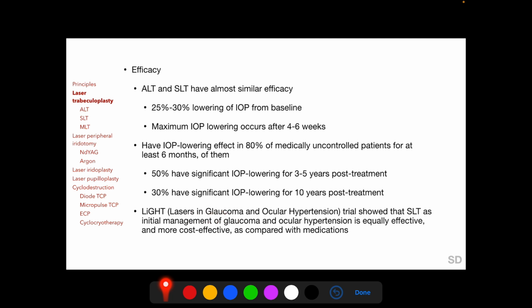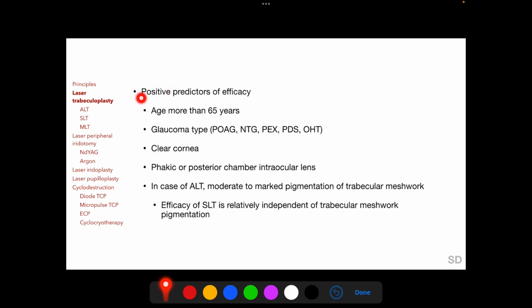Lasers in glaucoma and ocular hypertension trial showed that SLT as initial management of glaucoma and ocular hypertension is equally effective as compared with medications and is more cost effective also. Positive predictors of efficacy of laser trabeculoplasty include older age, glaucoma type, presence of a clear cornea, phakic status or presence of a posterior chamber intraocular lens, and in case of Argon laser trabeculoplasty, moderate to marked pigmentation of the trabecular meshwork. But efficacy of selective laser trabeculoplasty has been found to be relatively independent of trabecular meshwork pigmentation.